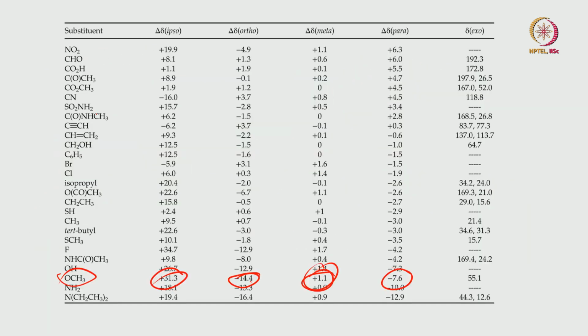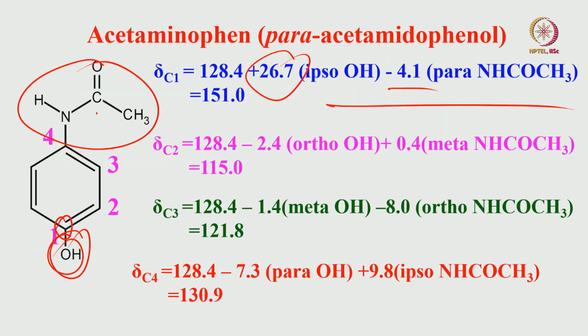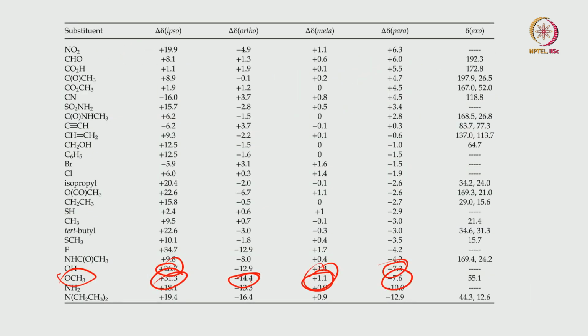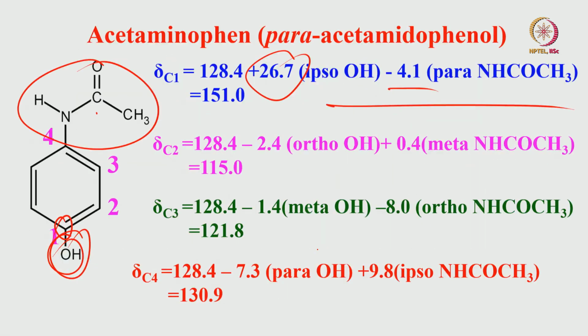Go back here and see the table. For OH, for example, ipso is 26.7 and para is minus 7.3. So like this you can start putting. NHCOCH3 is also here. For NHCOCH3, ipso is 9.8, para is 0.4. I have added this value here. In the other case, for this OH carbon, ipso is OH and para is this one. So ipso OH value is this, para value is this one.